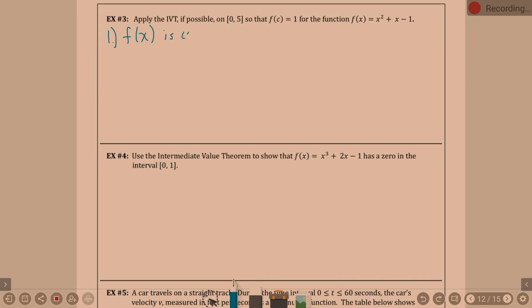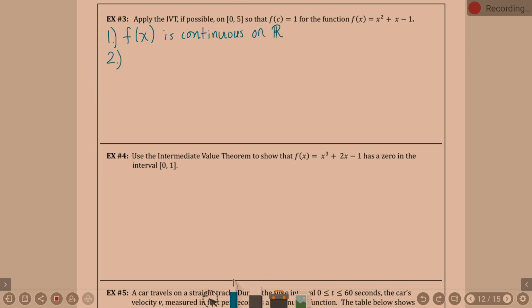I'm going to do something different here. Continuous on, you guys remember this fancy R? Yeah, it stands for all real numbers. Okay, so that's just saying f of x is continuous on all real numbers, or on the real number set. Okay, again, it's a polynomial. I would probably mention that it's a polynomial, but I'll do that on my next one.